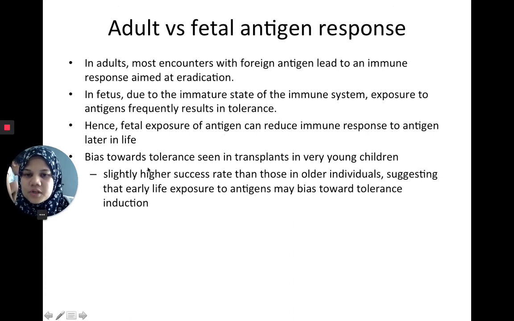This bias towards tolerance is also seen in transplants. So you have a higher success rate in young children compared to older children because the antigens tend to not stimulate an immune response, so it doesn't result in rejection of the transplant. It results in tolerance to the transplant.